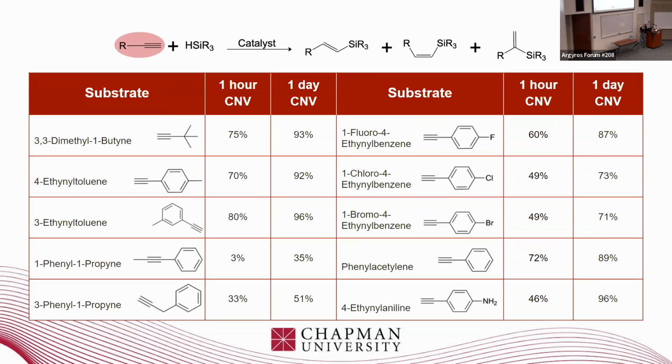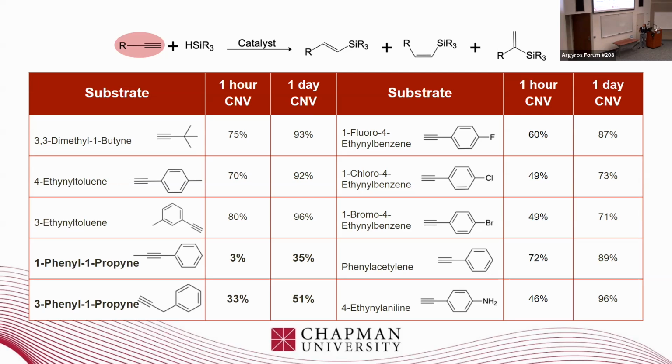So then we proceeded to keep the silane constant, triethylsilane, and then change the substrates, just a variety of alkynes. And here we are comparing methyl positions. So the 4-ethynyltoluene has a methyl group in the para position, while the 3-ethynyltoluene has a methyl group in the meta position. And while the difference in conversion rate is very small, it is noticeable that the meta position did have a higher conversion rate than the para position.